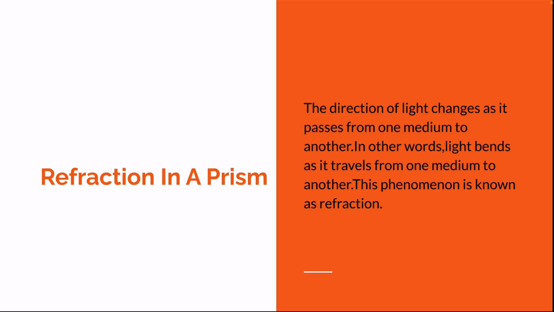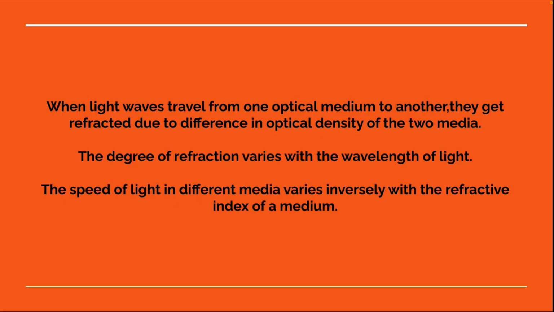And let's talk about the refraction in a prism. The direction of light changes as it passes from one medium to another. In other words, light bends as it travels from one medium to another. This phenomenon is known as refraction. When light waves travel from one optical medium to another, they get refracted due to difference in optical density of the two media. The degree of refraction varies with the wavelength of light, and the speed of light in different media varies inversely with the refractive index of a medium.